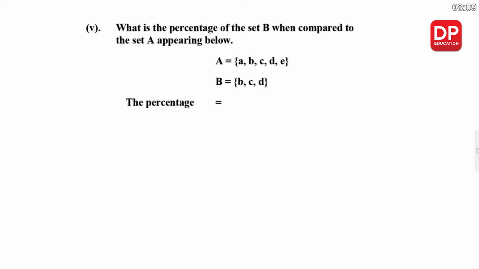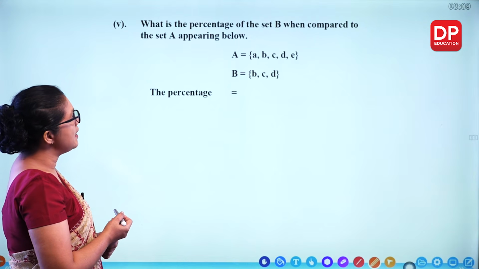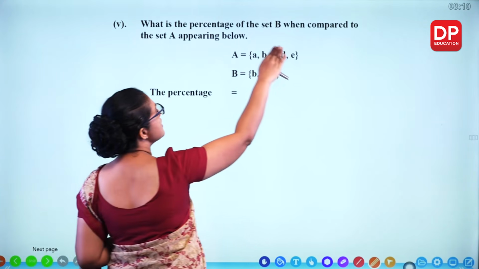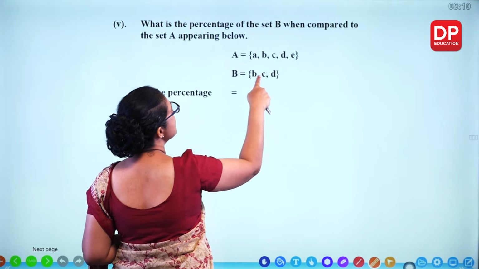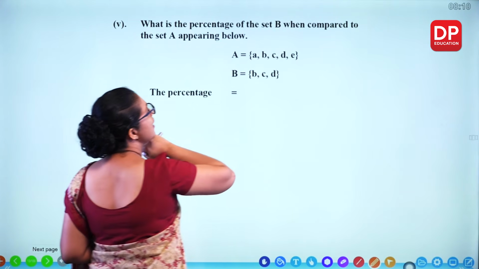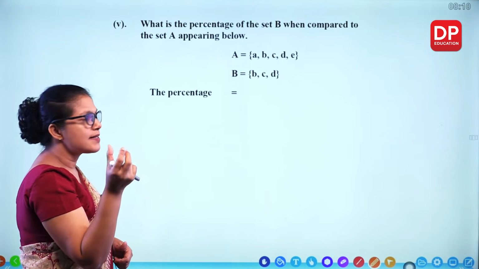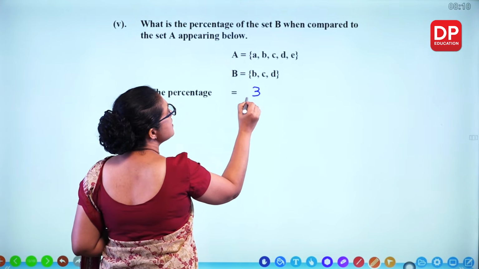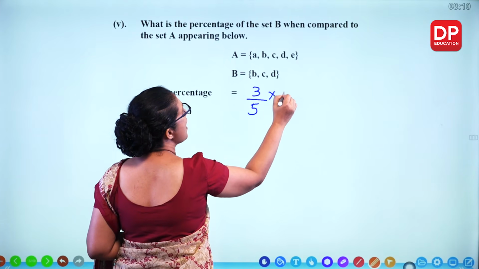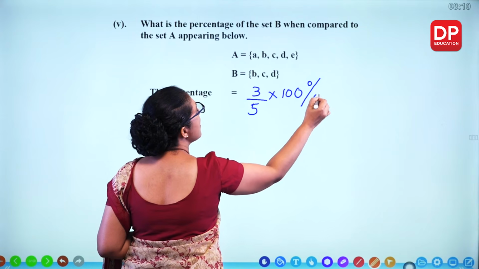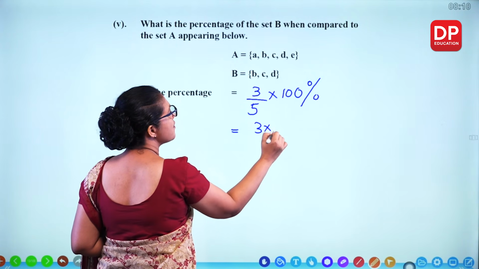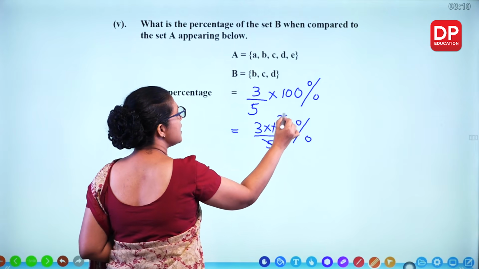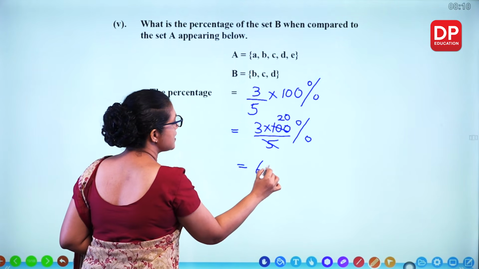Look at this one. What is the percentage of the set B when compared to the set A appearing below? So, full set is A. So, there are 5 elements. B, C, D belongs to A as well. That's 3 elements out of 5. So, what's the percentage? 3 elements out of 5 multiplied by 100 and divide by 100 again. So, 3 times 100 divide by 5. 5 times 20, 20 into 3, you get 60%.